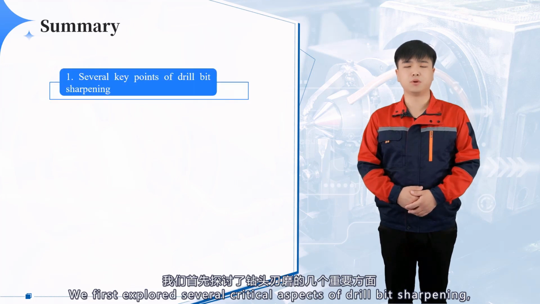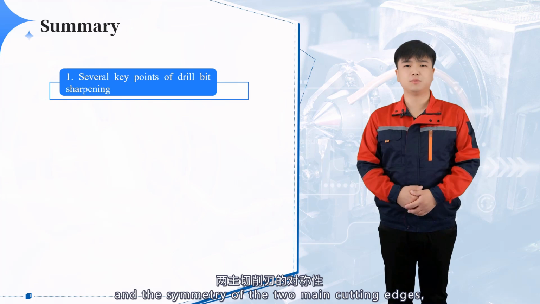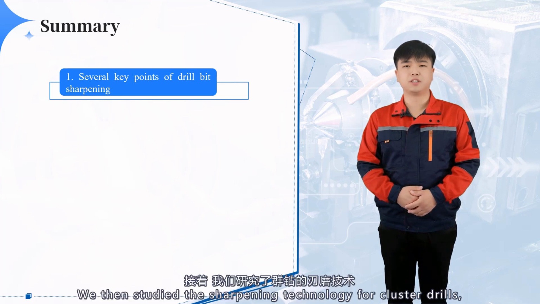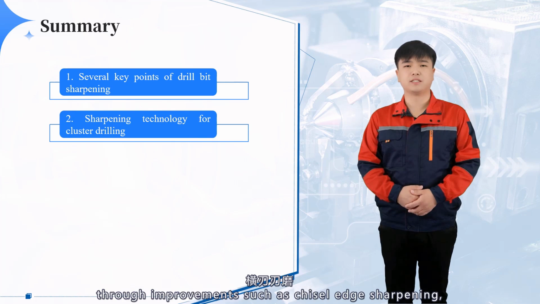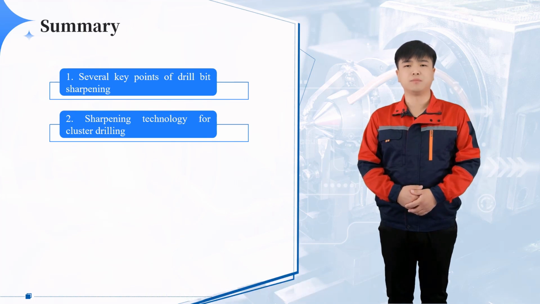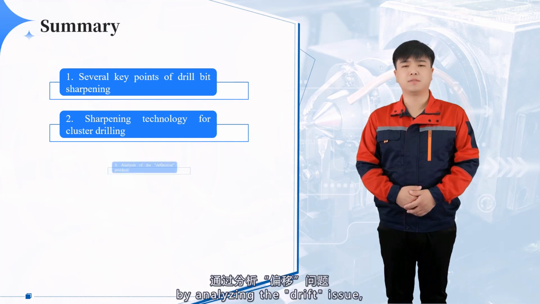We first explored several critical aspects of drill bit sharpening, including the point angle, clearance angle, chisel edge angle, and the symmetry of the two main cutting edges, all of which directly affect the quality and efficiency of drilling. We then studied the sharpening technology for cluster drills, which through improvements such as chisel edge sharpening, grinding crescent grooves, and sharpening the main cutting edge, exhibit better cutting performance.